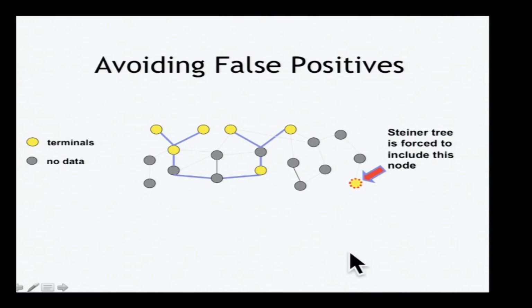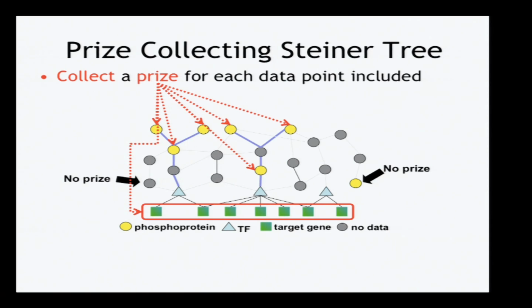But if this one's a false positive, that's not the desired outcome. So there are optimization techniques that actually allow me to tell the algorithm that it's OK to leave out some of the data to get a more compact network. One of those approaches is called the prize collecting Steiner tree problem.